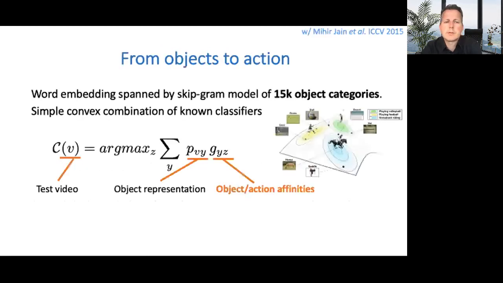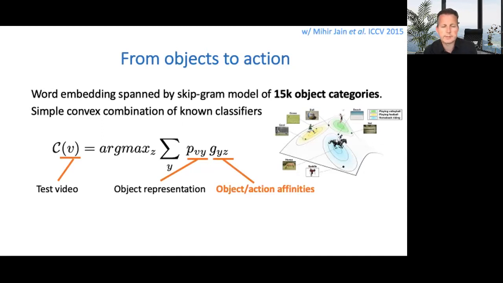We can build on this common knowledge on images to generalize for video, so to say. Already in 2015, together with Mihir Jain and co-authors, in my lab, we worked on an approach that's called objects to action. What we did here is that we used a word embedding that is spawned by a model of 15,000 object categories that we learned from ImageNet. So based on ImageNet images and labels, we trained a deep net, I believe it was an AlexNet in those days, that could predict the presence of one of 15,000 object categories.